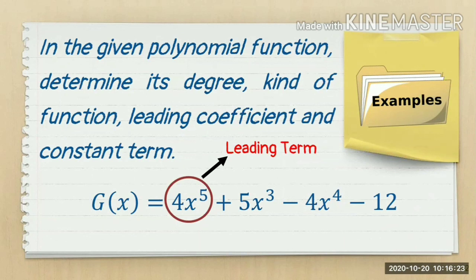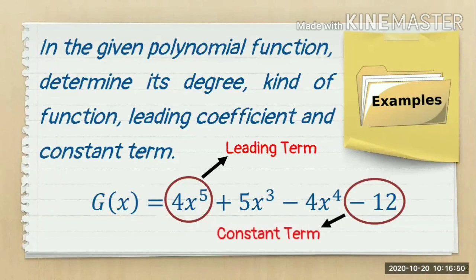The degree of our function is 5 since it is the highest exponent. And we can call it a quintic function based on the given table earlier. Then our leading coefficient is 4 since siya po yung numerical coefficient na kasama ng ating leading term. And our constant term is negative 12 since siya lamang po yung term na walang kasamang variable.